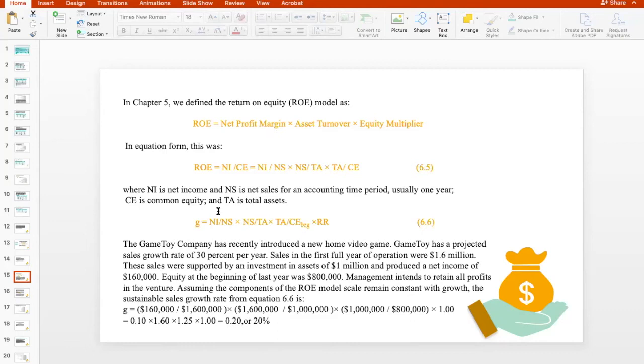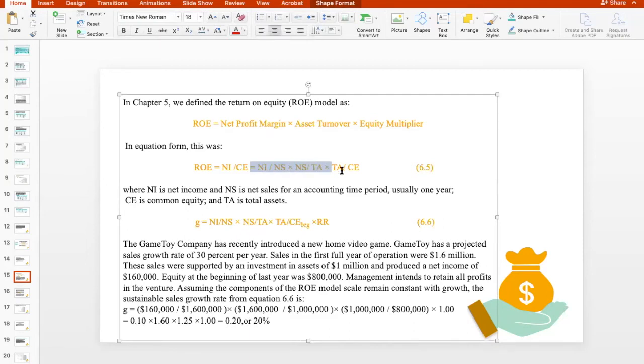Now, all you have to do is to substitute the ROE by this expression. So we have the G, which is the sustainable growth rate, equal to the net income divided by the net sales times the net sales divided by total assets times total assets divided by common equity. The whole is multiplied by the retention rate.